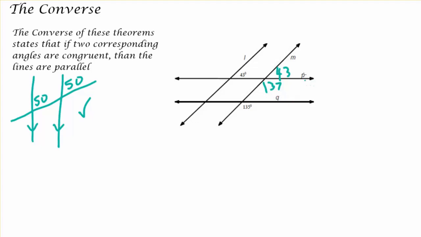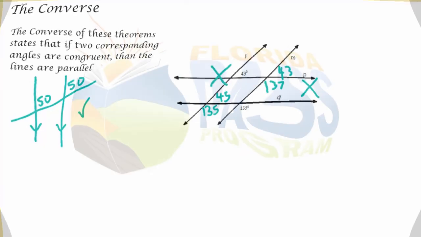Now, 137 doesn't match up with its corresponding pair, so in a sense, L and M are not parallel, and P and Q probably aren't going to be parallel either. But if I take a look at another example, if I take a look at both of these being 145, its linear pair must be 45, and it doesn't match up either.